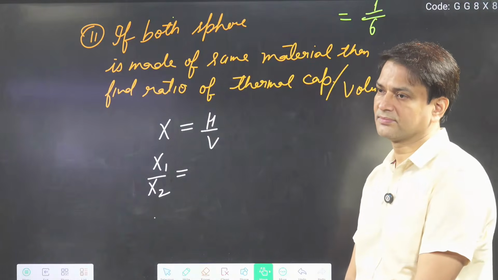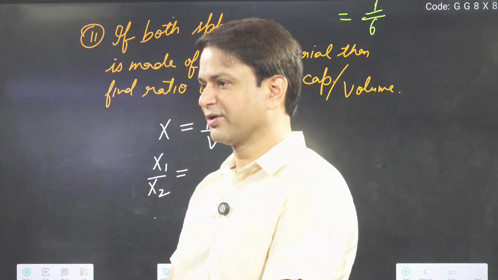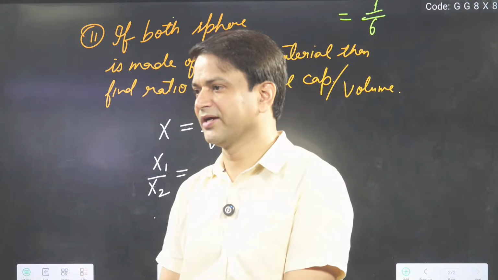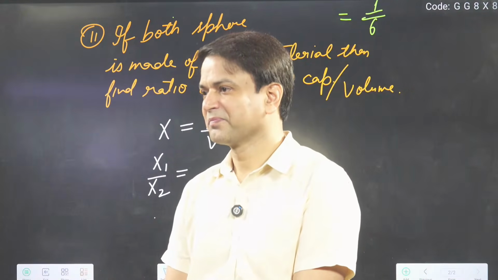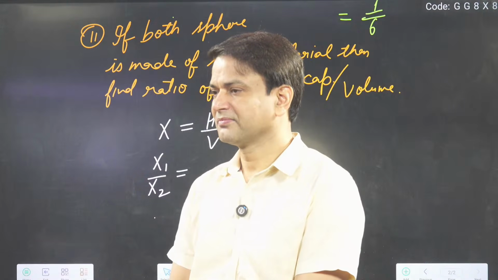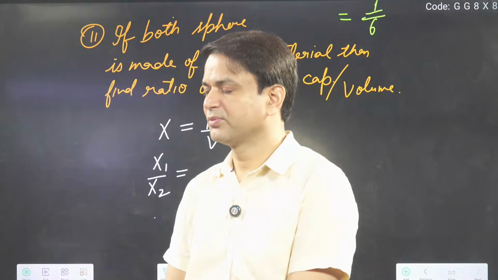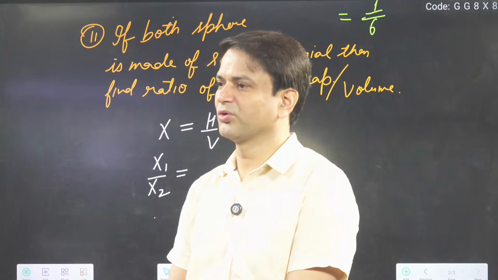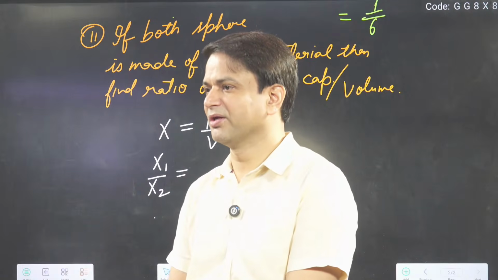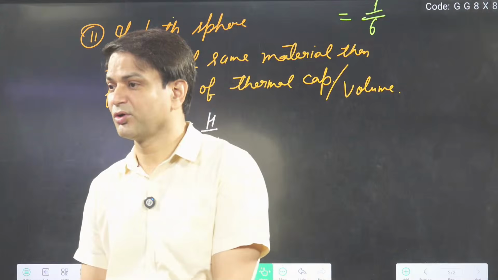No answer. Okay, one answer I got. Somebody is saying 1:1. Somebody is saying 2:1. Okay, somebody is giving the answer in terms of symbols, D1 by D2. Okay, 2:1, because you are taking, I think, the density ratio or specific heat ratio.